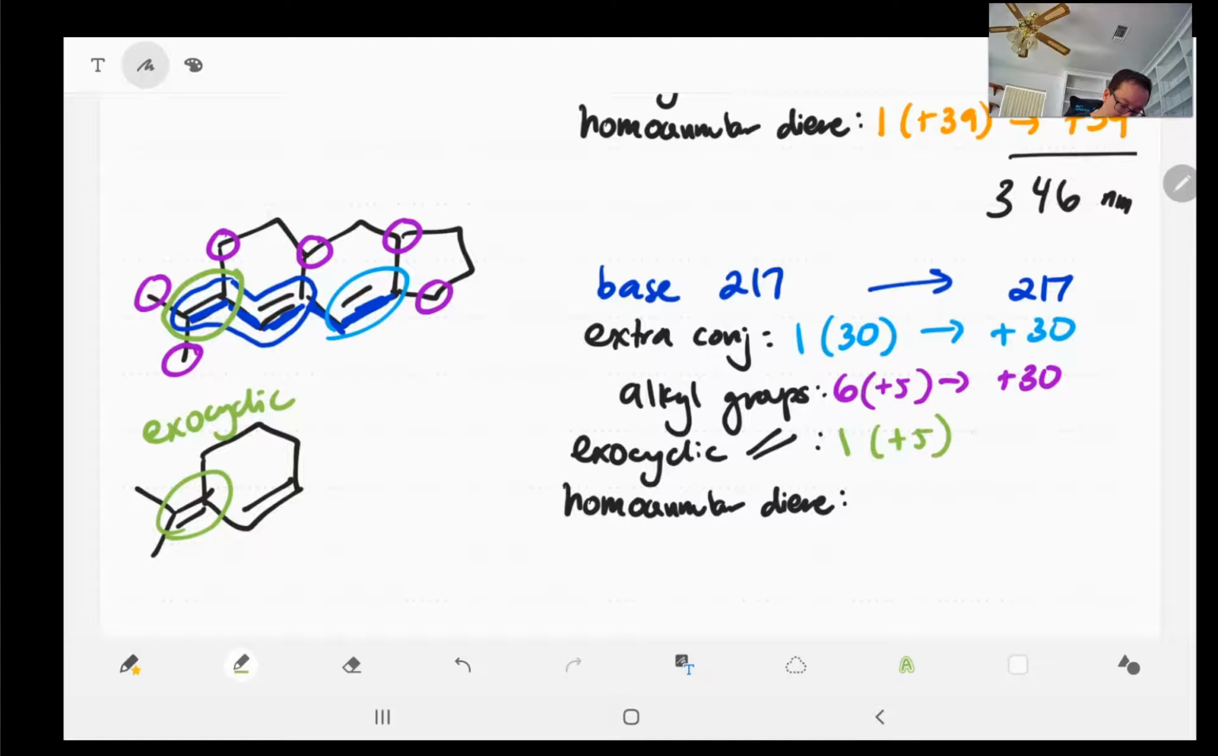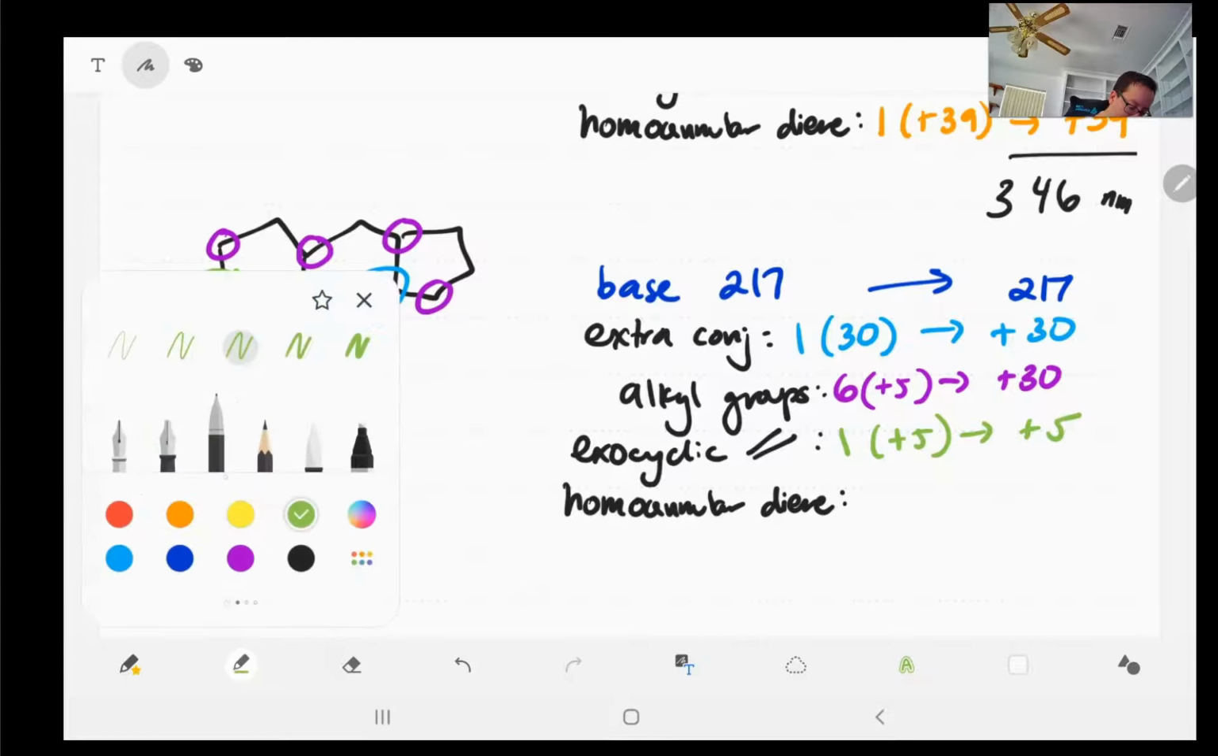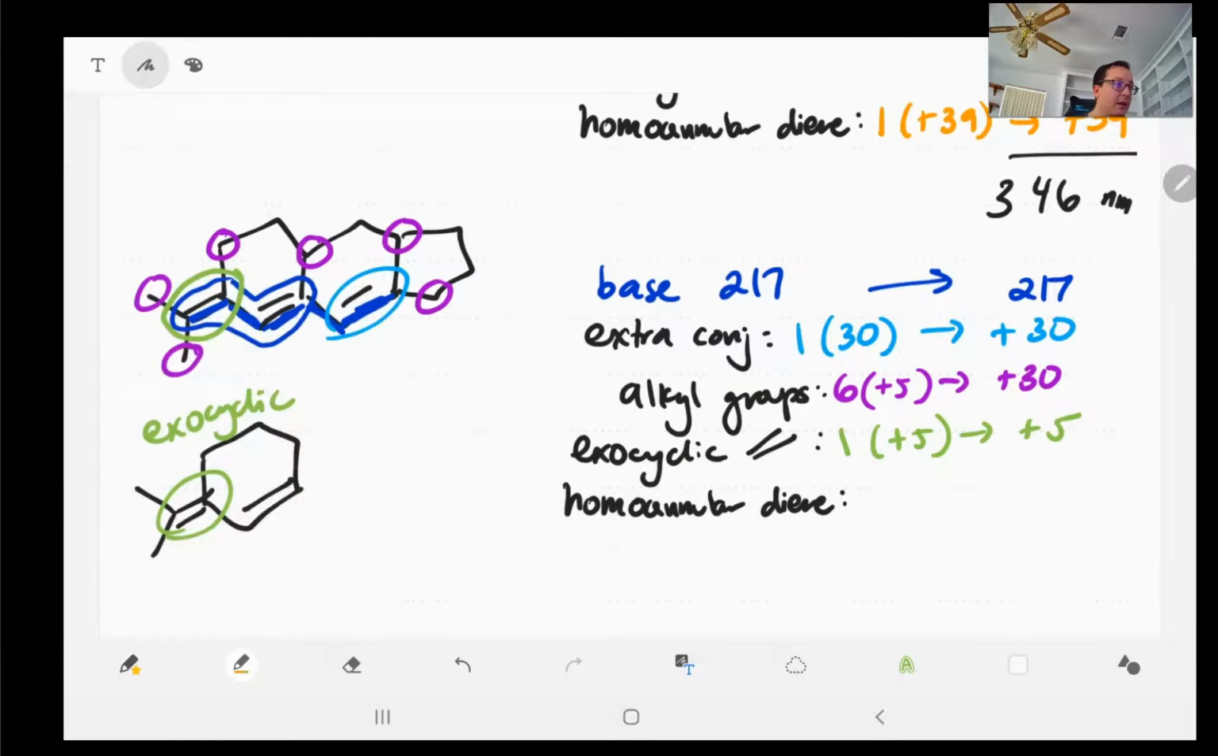Each exocyclic double bond is 5. We only have one. And then last thing we want to check, do we have any homoannular diene in here locked in S-cis? We do not. I do not see any 2 double bonds within a single ring that are locked in S-cis.